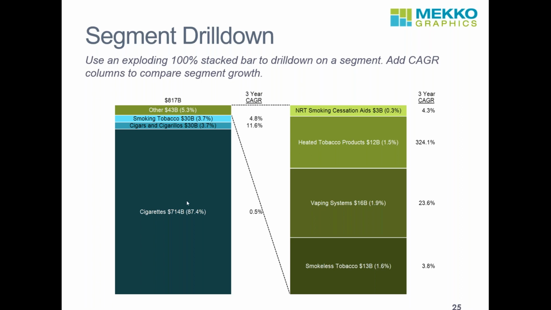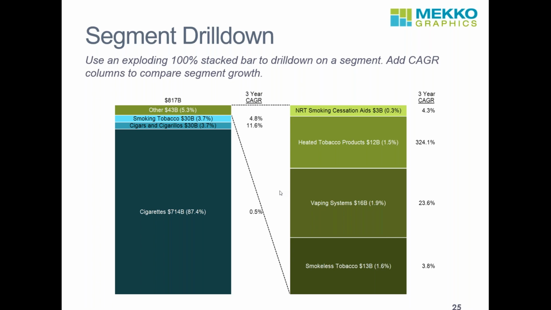Here I'm looking at tobacco products, and 87% of the tobacco revenue is through cigarettes, but there's a lot of interesting growth in some of these smaller segments. So I'm breaking out the smaller segments here, which are just 5% of the market. I'm including CAGR for the major segments and also the projected CAGR for these smaller segments. And here you can very easily see that there's hardly any growth in the largest segment, but there's some significant growth potential in a couple of these smaller segments, especially this heated tobacco products segment.